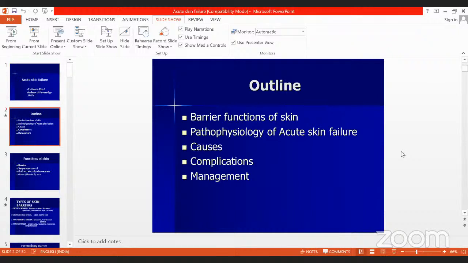Acute skin failure is a very vast topic which has so many aspects. So I need to cover it over the next 30 minutes or so, and I'll put it as succinctly as possible. We shall deal with what actually happens in acute skin failure. What is the concept? What is lost? What is the pathophysiology? What are the various causes of it? What complications can arise and how can you manage?